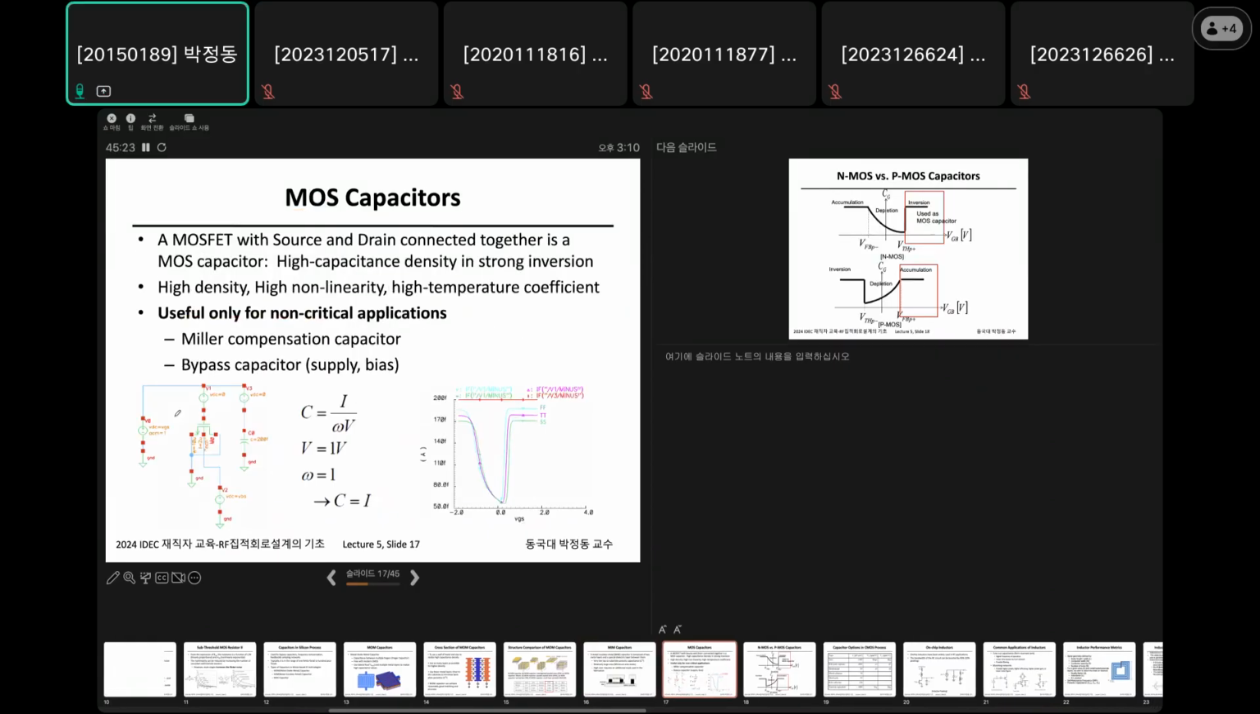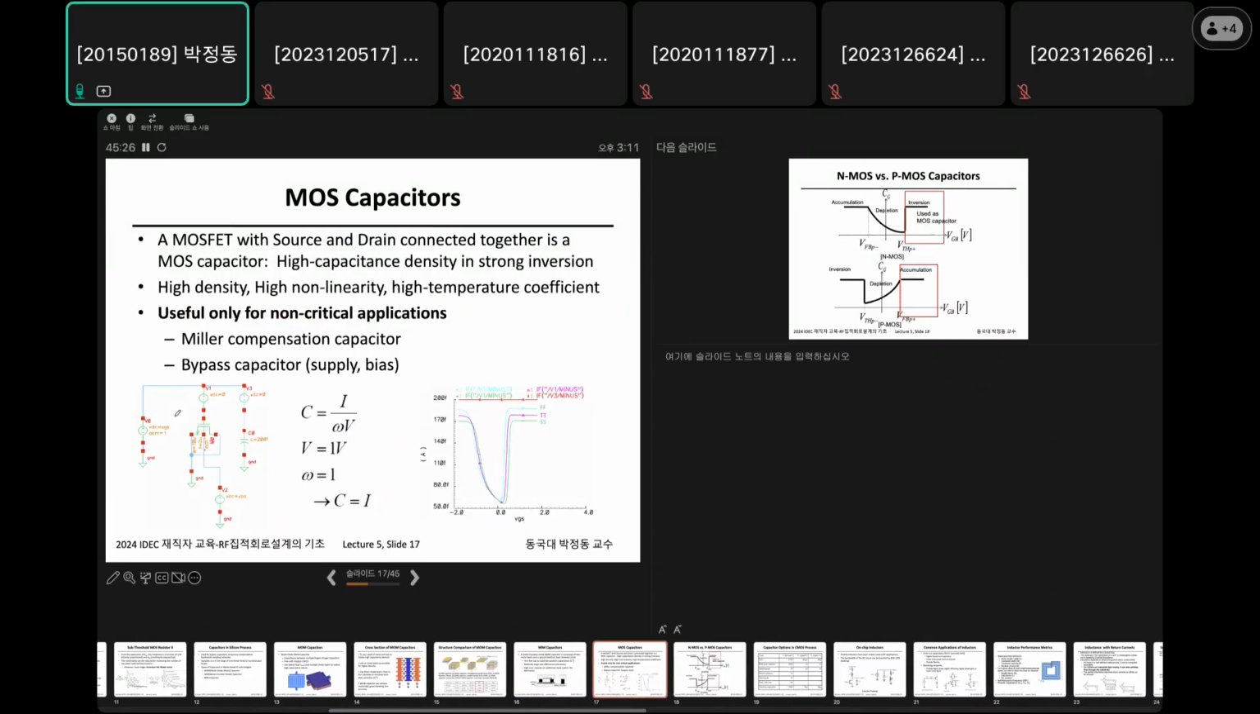Okay. So this is a MOSCAP. As I said before, MOSCAP has this kind of characteristic, right? Let's say this is a V threshold, and let's say this is a V flat band, something like that. Okay. So for the MOSCAP, source and drain are connected together.